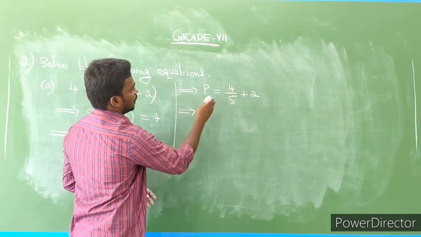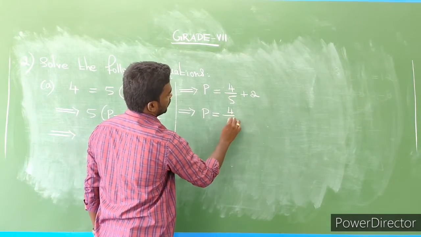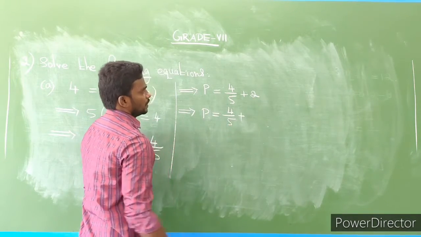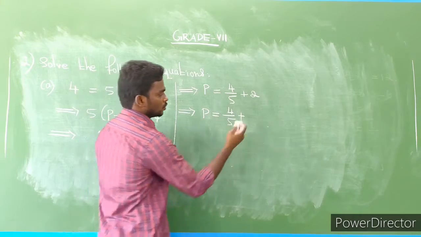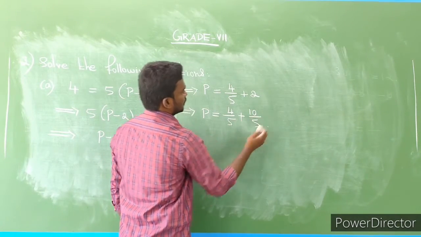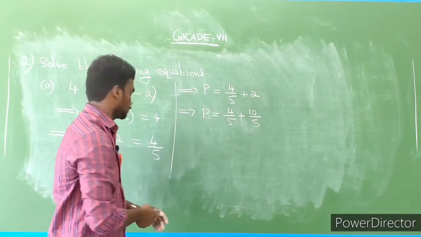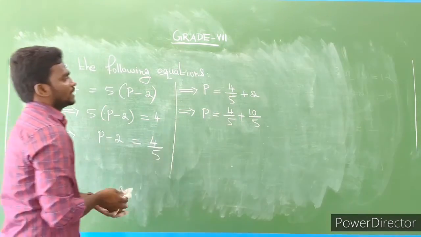Implies that, how to write this? P is equal to 4 by 5 plus 2. We know how to write the value 2: 2 we can write as 10 by 5. The value of 10 by 5 is 2 also. So otherwise we can solve.